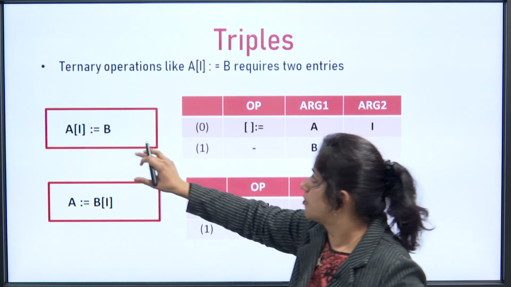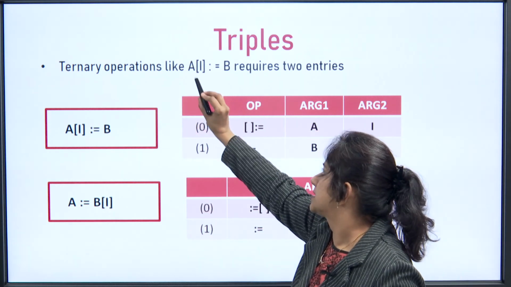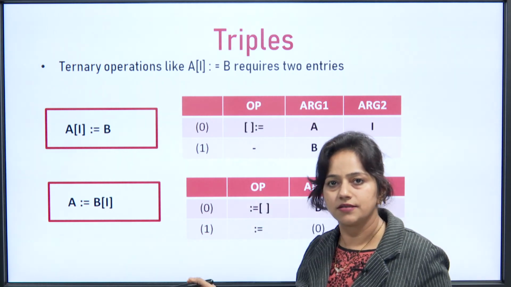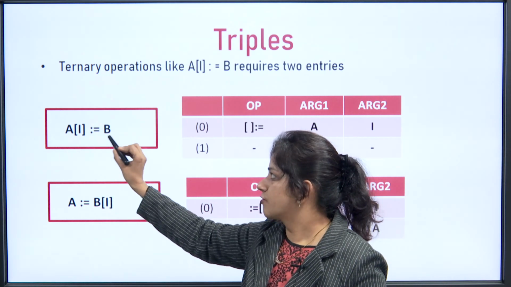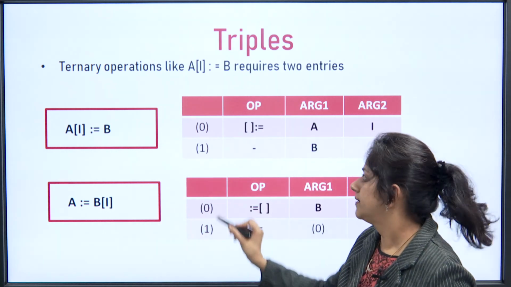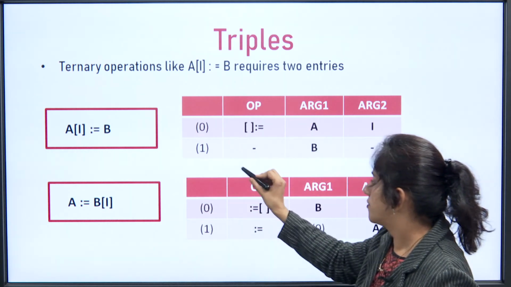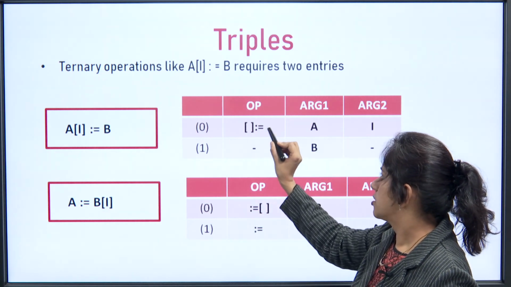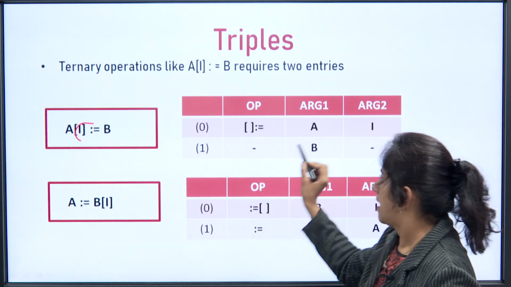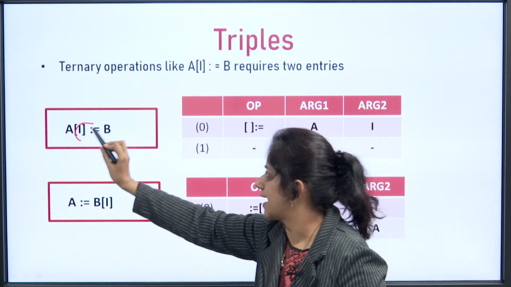Now, there are certain forms, like ternary operations such as A[I] = B, which require 2 entries. A[I] = B is written in three address code. If we write it in triple notation, then 2 rows will be required. How will it be written? In brackets, the operator is equal, and in this operator we have A and I. Next, this needs to be assigned to this.